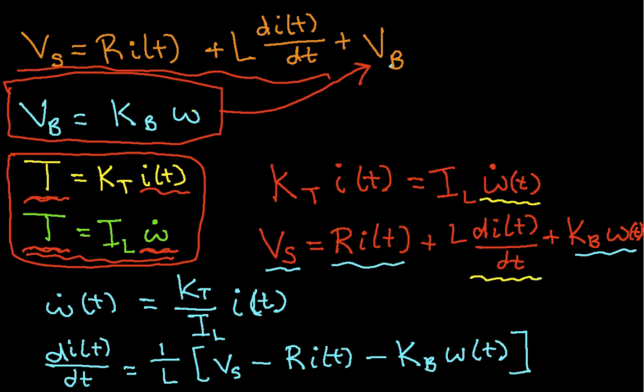Those are two differential equations, and just to make sure it's clear that this is a differential equation, omega dot is d omega of t dt. That's what we have here. Okay, so d omega of t dt is given by the expression here in terms of i, and the change in i depends on the value of i and on omega. So we have two differential equations that are coupled with each other.